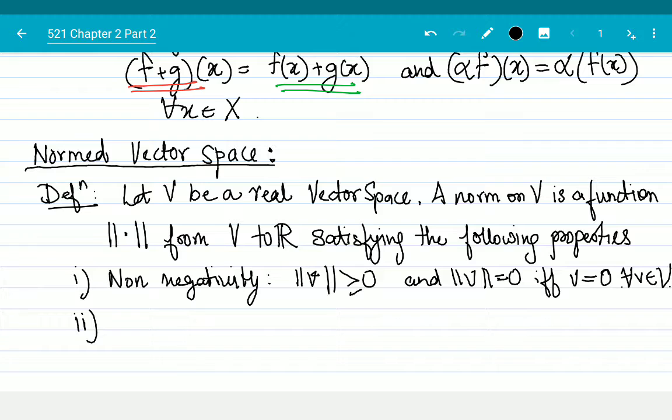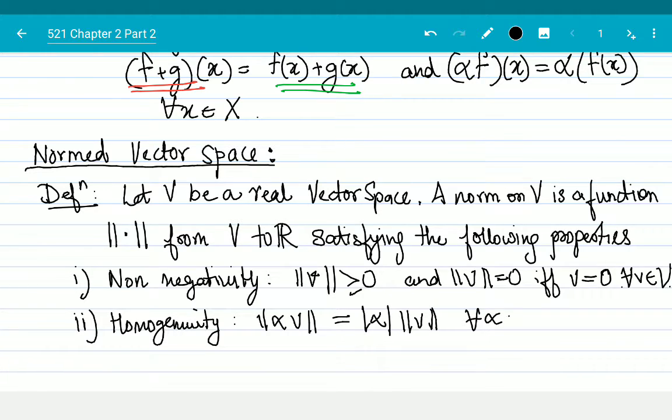Second, homogeneity. What does this mean? The norm of alpha v should be equal to the absolute value of alpha times the norm of v, for every alpha belonging to R and v belonging to V. Okay.